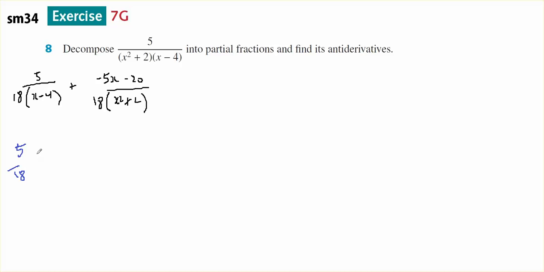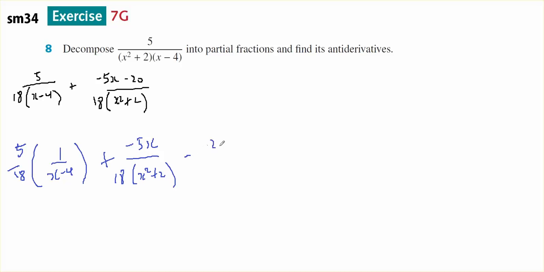5/8 of 1 on x minus 4 plus minus 5x on top of 18 x squared plus 2 minus 20 over 18 x squared plus 2. 2 goes into that 10 times, into that 9 times. This one is going to be a logarithm. This one, I'm going to have the derivative of the bottom, which will be 2x, and I can do that up here. And this one, I'm going to turn into an inverse tan. So I'm going to have three separate integrals.